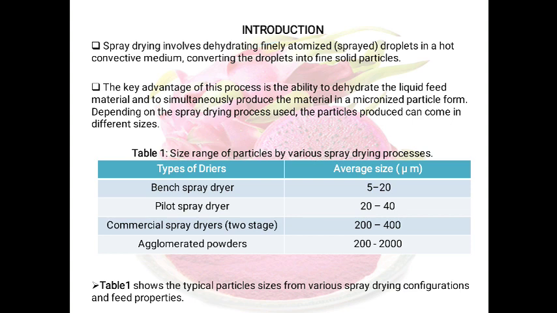In the introduction, spray drying involves dehydrating finely atomized or spread droplets in a hot convective medium, converting the droplets into fine solid particles. The key advantage of this process is the ability to dehydrate the liquid material and simultaneously produce the material in a micronized particle form. Depending on the spray drying process used, the particles produced can come in different sizes. Table 1 shows the typical particle sizes from various spray drying configurations and their properties.